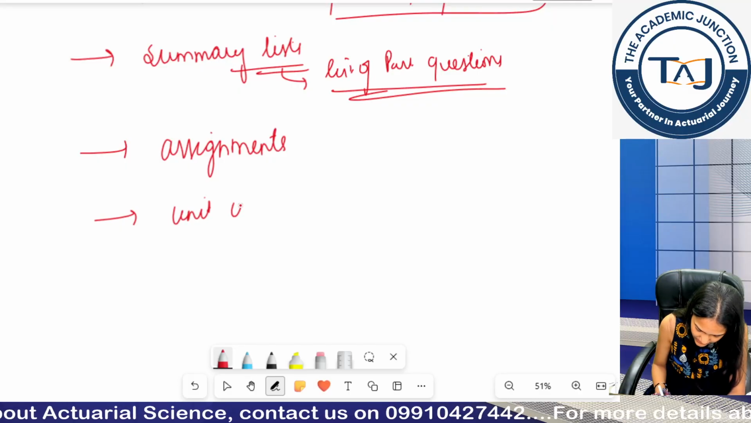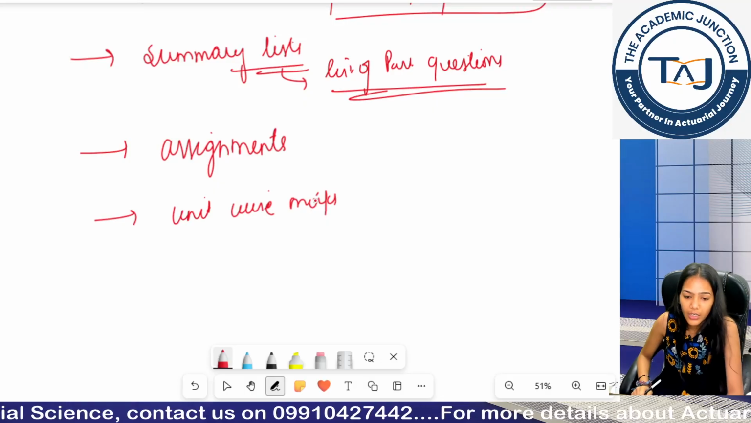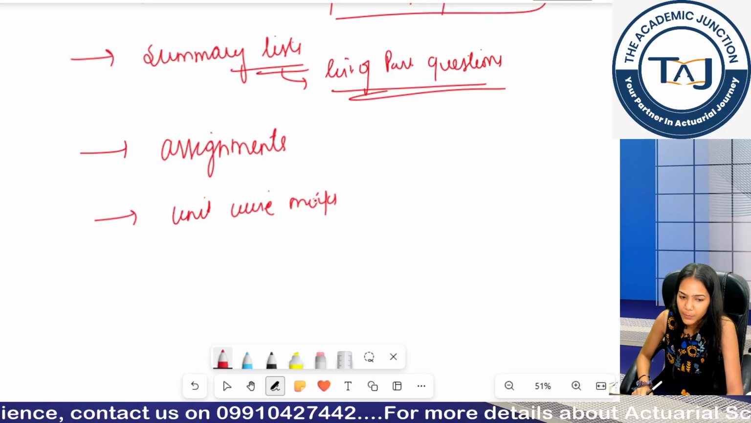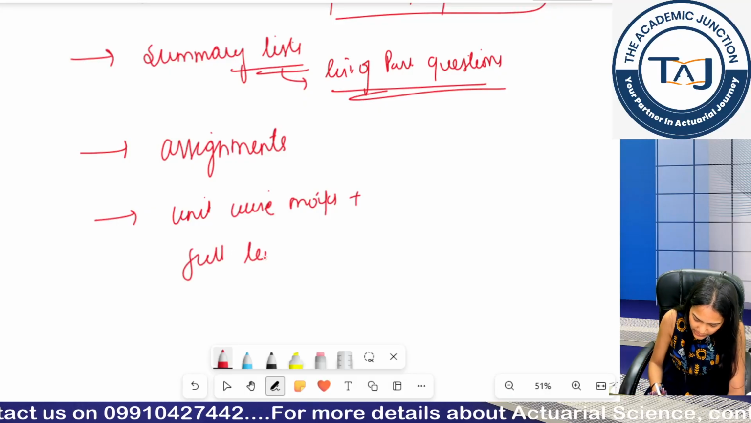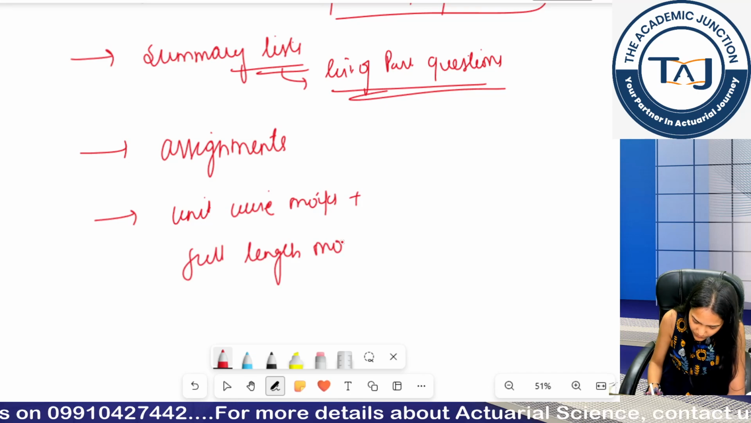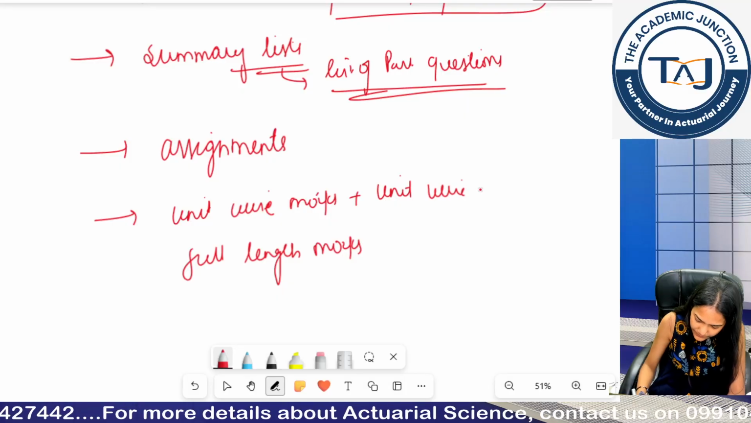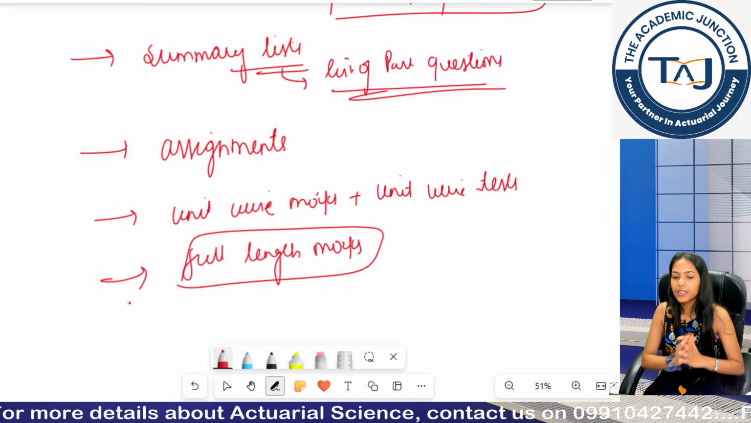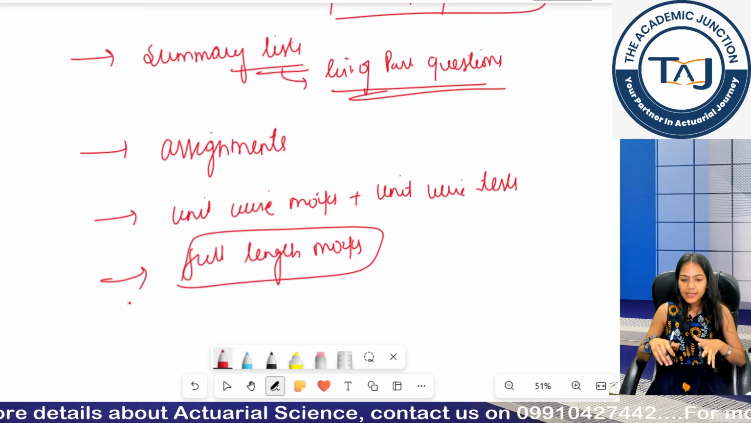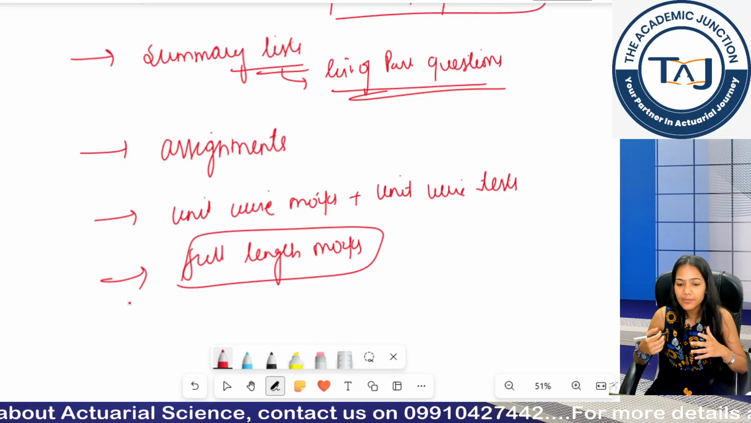unit wise mocks. Once you are done with your units, we will also be providing you unit wise mocks plus full length mocks and unit wise tests. What do full length mocks look like? For example, we are done with the whole syllabus. What we expect you to do is appear for our full length mocks. What do these mocks consist of?